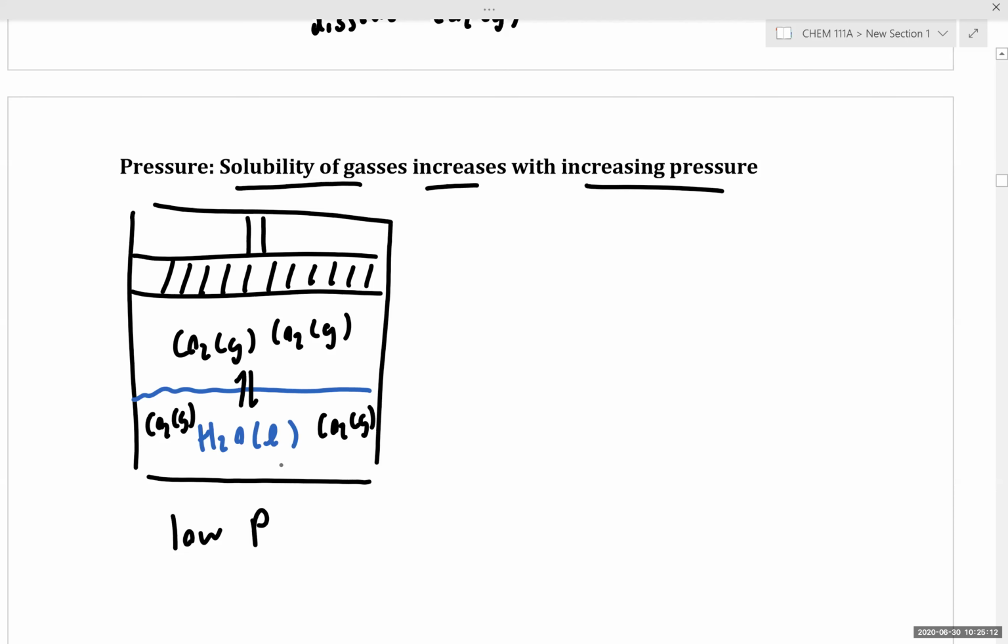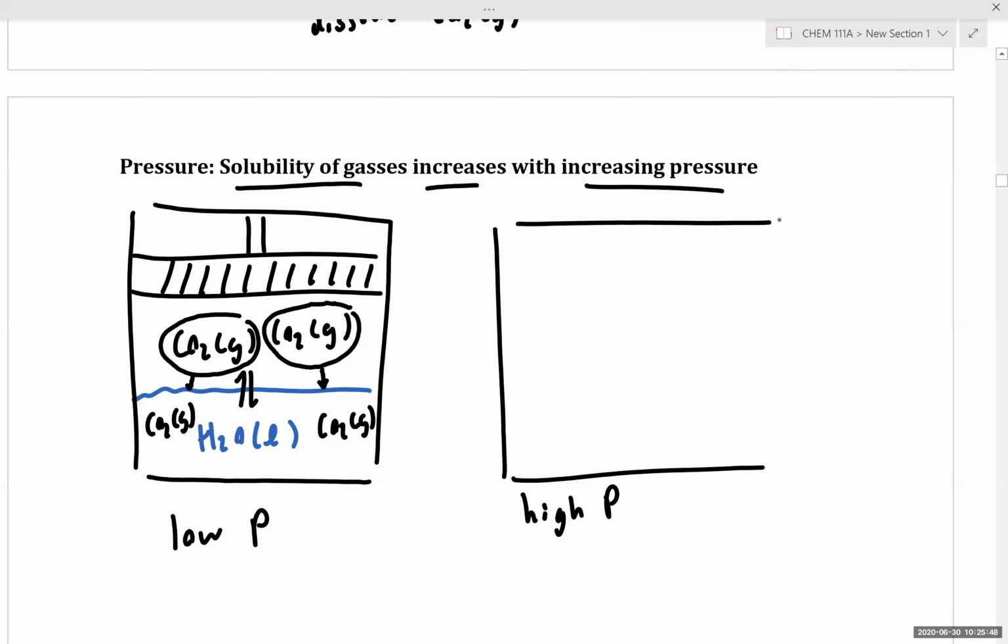Now, fundamentally, what's occurring in this process is your carbon dioxide molecules are bouncing around and hitting the solution. At low pressures, there's plenty of space for your carbon dioxide molecules to bounce around and to sit in the gas phase. However, as we go to high pressure, let's suppose we push down on our piston and we reduce the available volume.